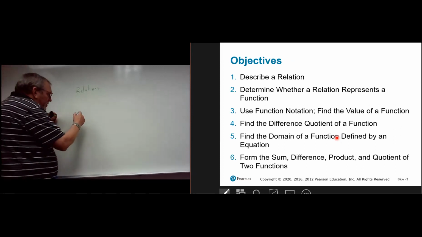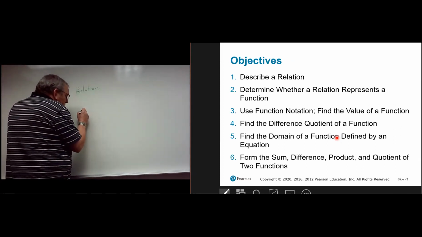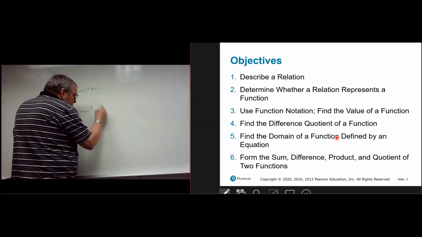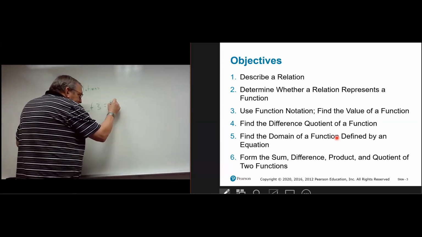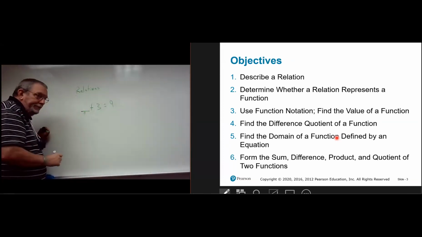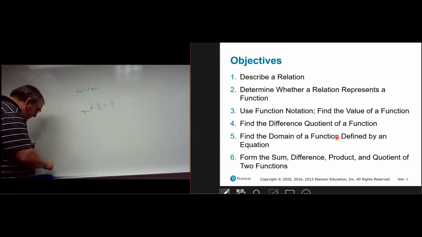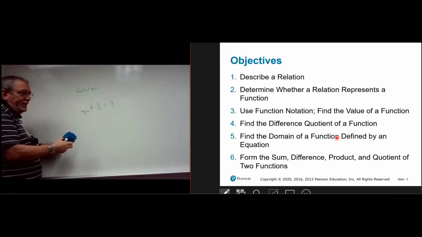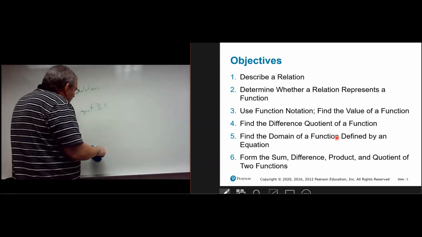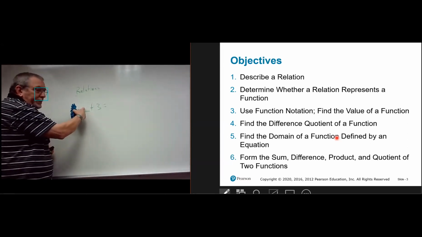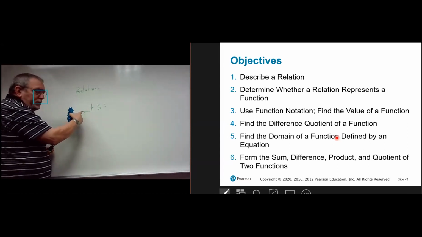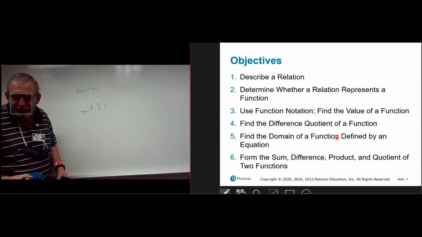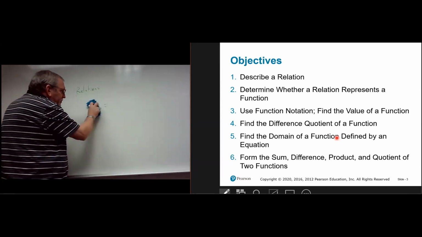I remember my kids, when they're in elementary school, they go blank plus 3 equals 9. What goes here? You know, that sort of thing. Or let's change what we're putting in here. So we're going to change what goes here. Well, that's what they're talking about there. Putting a different number in for the variable.